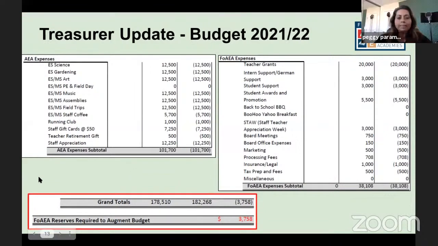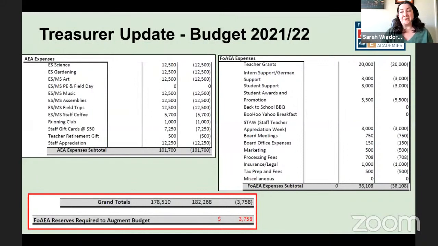Okay, that's it, I think. Sarah, we need to approve the budget. I think the board does need to vote to approve the budget.